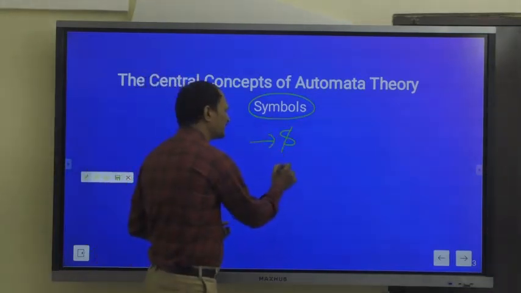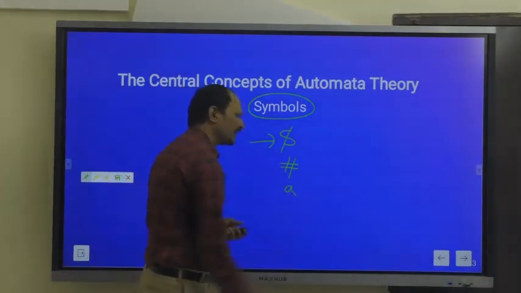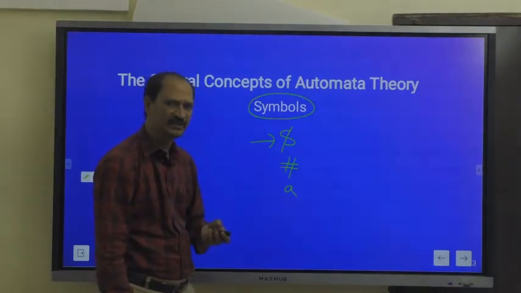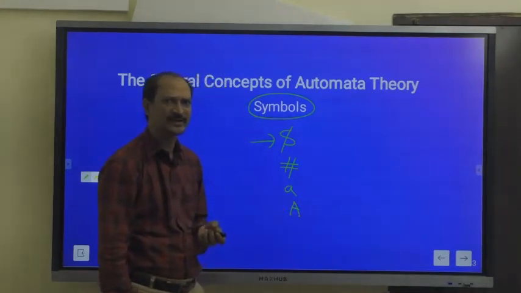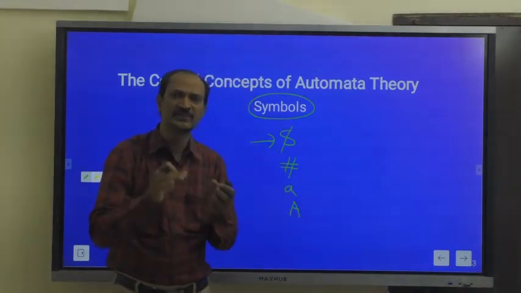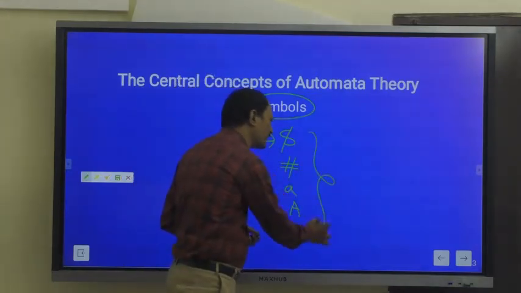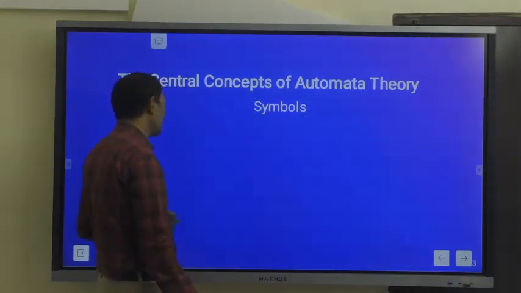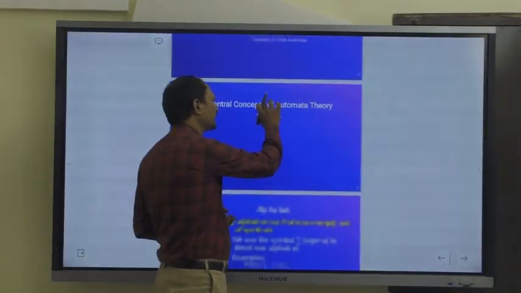Or I can say it is a hash symbol that you can't further divide. I can say that small a is a lowercase English alphabet. That is a symbol that cannot be further divisible. I can say that capital A is the uppercase English alphabet letter. So, what do you mean by symbol? A symbol can be defined as the smallest individual unit that cannot be further divisible, and all these are examples of symbols. That is the first central concept of automata theory. Now we are going to discuss the second one.